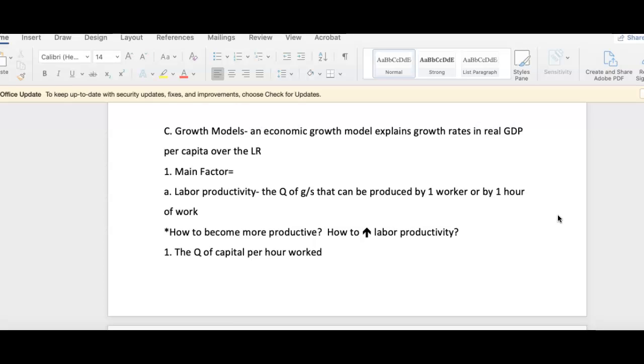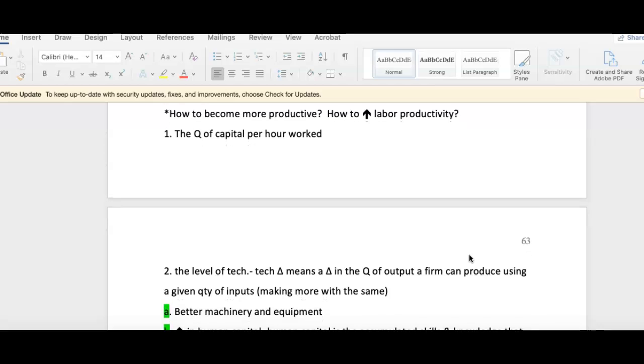So labor productivity is the quantity of a good or service that can be produced by one worker or in 1 hour of work. So the question is, how can we become more productive? How can we increase labor productivity? So what we're saying is we want to make our workers either be able to produce more quantity in the same amount of time, or we want them to be more effective per hour. That makes sense.